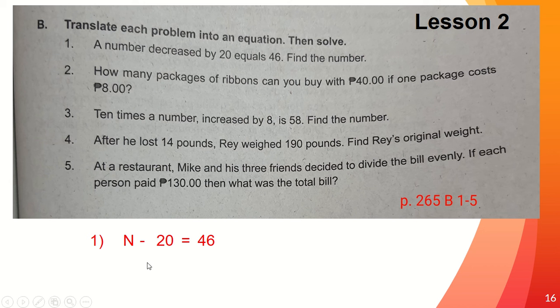Find the number. So, how are we going to solve it? So, you will move 46 plus 20. You will move 20 to the other side and move to addition. So, n equals 66. So, the number is 66. That's how you are going to solve letter B.